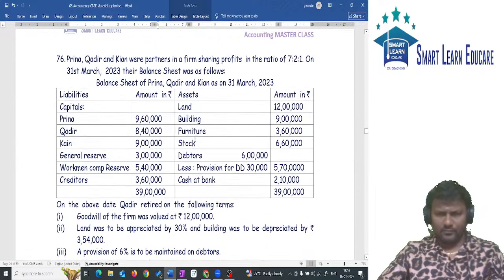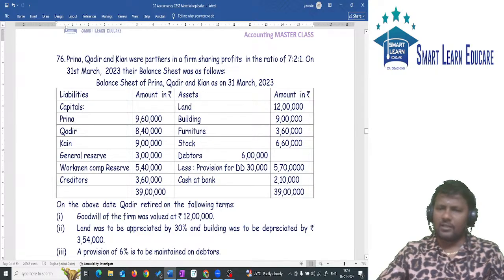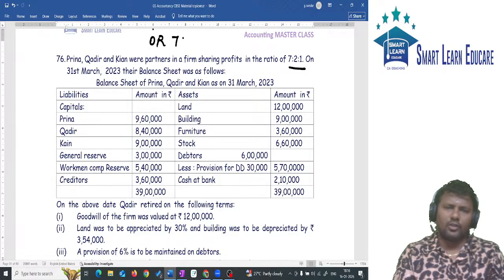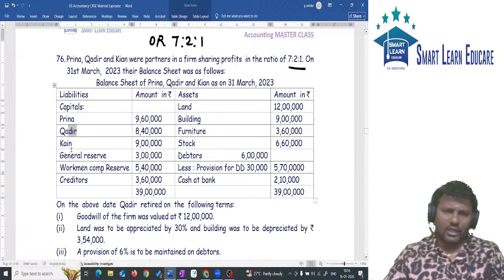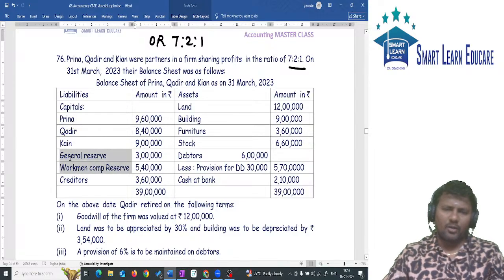Next, question number 76. Read this question number 76. Partners P, Q, K, R, ratio 7:2:1. The old ratio is given: 7:2:1. On 31st March, the balance sheet is given as follows. Balance sheet of P, Q, K is given. Capital is there. Reserve is there for 3 lakh. Workman compensation reserve is there. Two reserves are there in this question.